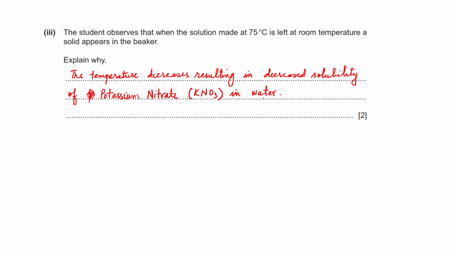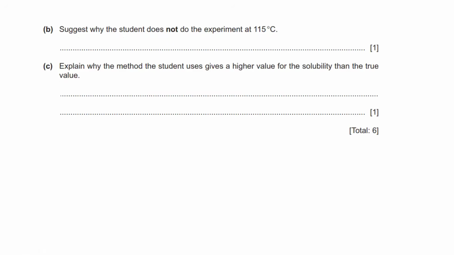This is the reason. So moving ahead, part B says suggest why the student does not do the experiment at 115 degrees centigrade. So remember, the student is making the solution in water, and water boils at 100 degrees centigrade. So at 115 degrees centigrade, water will actually be in the form of steam. It won't be in the liquid form.